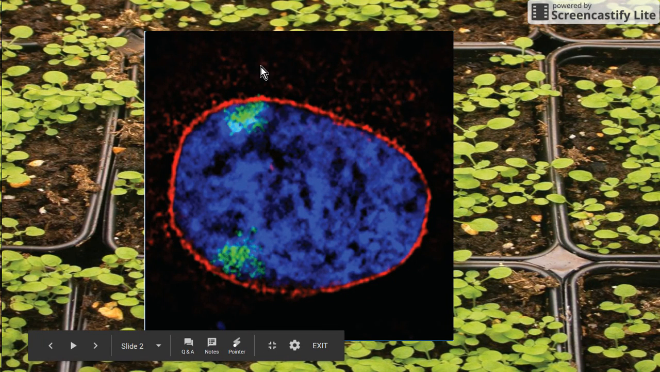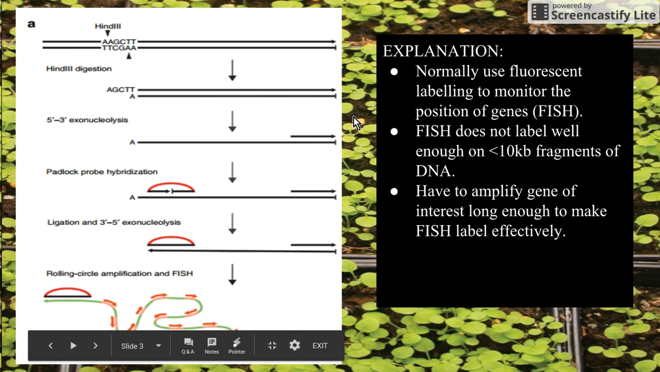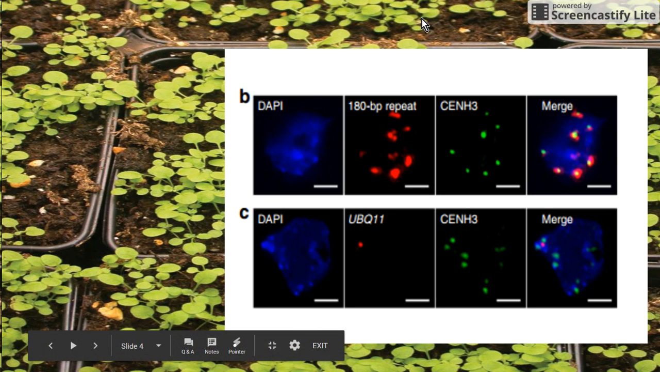So then they use this method where they amplify the gene of interest into a much longer version of itself, basically a lot of repeating versions of this gene, so that it's a bigger target for their FISH tagging here. You see here that they use what they call rolling circle amplification, and they then test their product in this next figure.